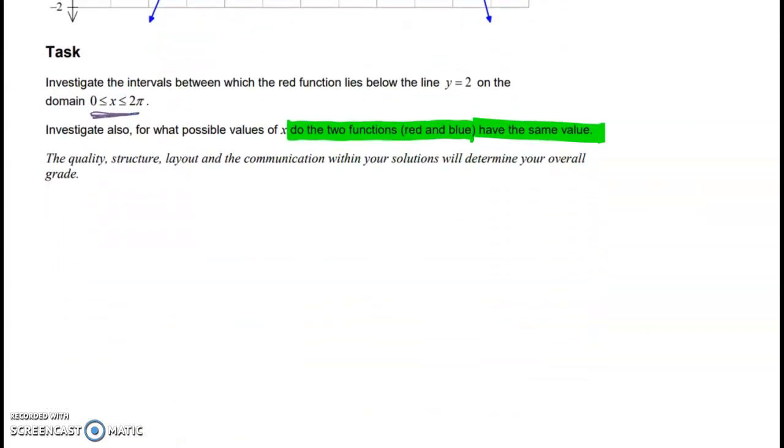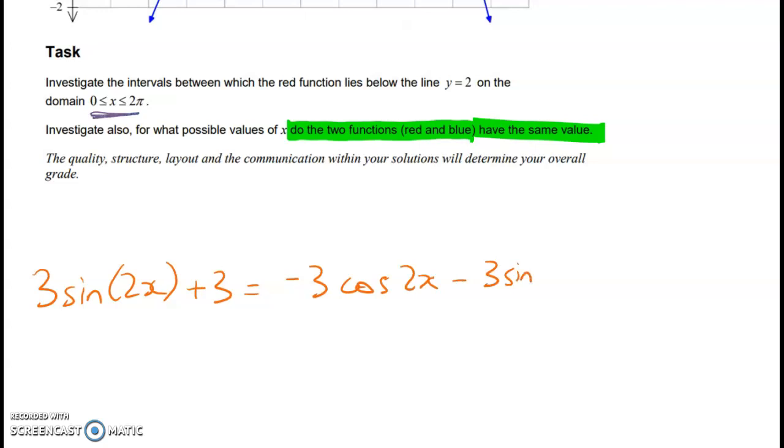Okay, now I've done this one way. There are probably quite a few other ways to do it that I just haven't thought about. I want to talk about why I've chosen what I've chosen. So let's start by just writing out the two functions. So we've got 3 sine 2x plus 3 is equal to negative 3 cos of 2x minus 3 sine x minus 3 cos x. So your instincts should be telling you that we want to solve this equation, so we're probably going to want to have it equal to 0.